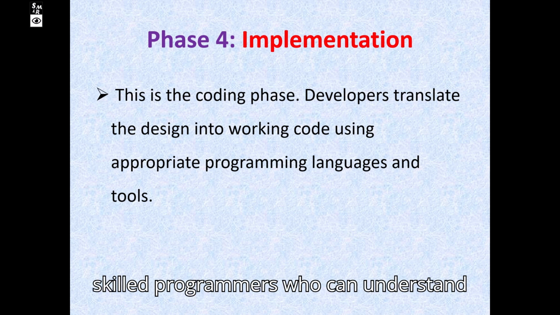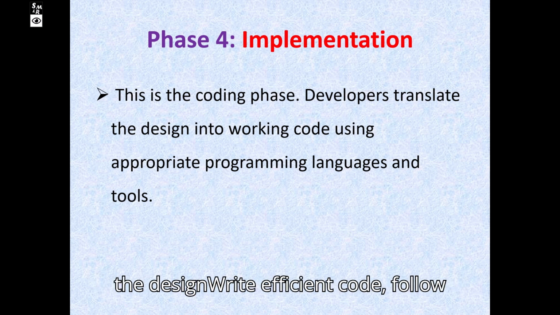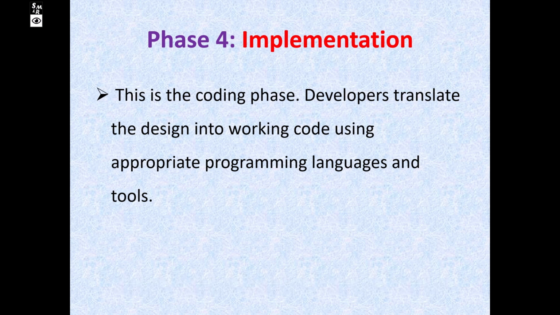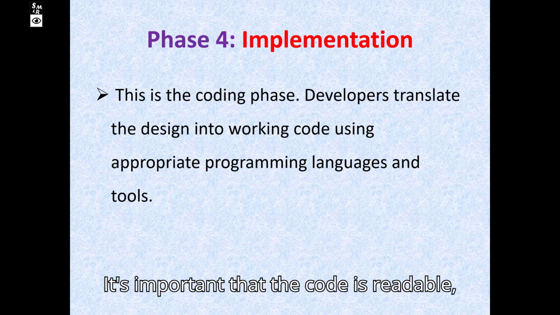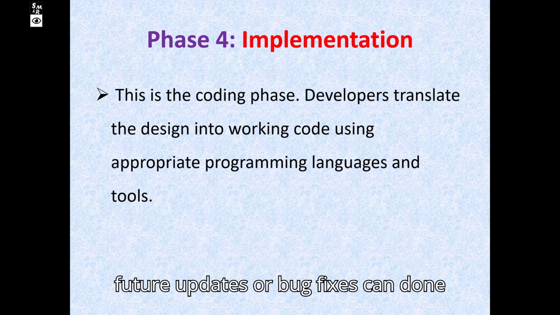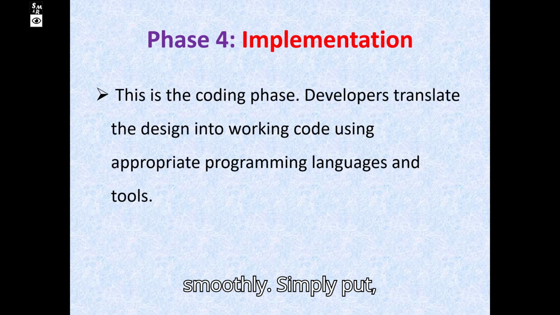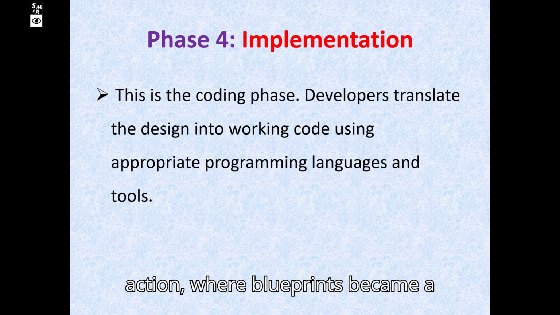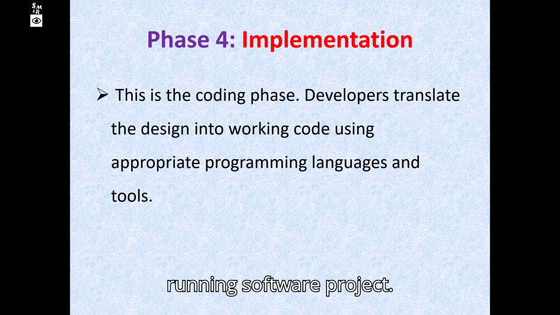This phase requires skilled programmers who can understand the design, write efficient code, follow coding standards, and ensure that each feature works correctly. It's important that the code is readable, maintainable, and testable so that future updates or bug fixes can be done smoothly. Simply put, implementation is where logic becomes action, where blueprints become a running software project.